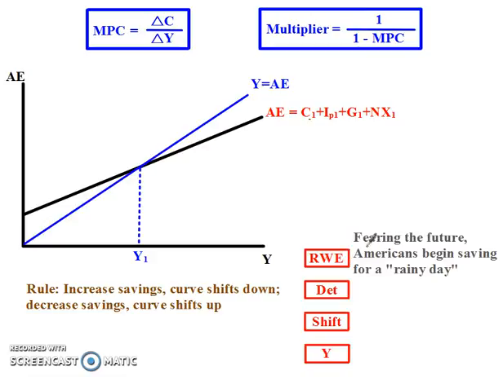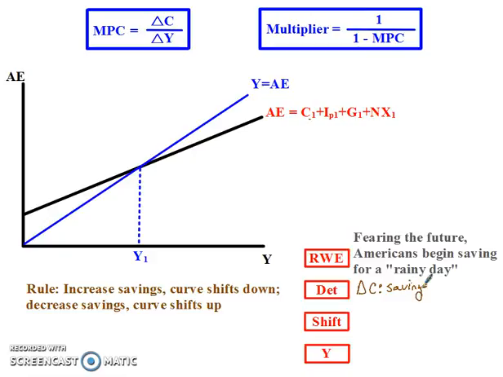And here we have our real-world event. Fearing the future, Americans begin saving for a rainy day. So if Americans begin saving for a rainy day, then my determinant is going to be a change in consumption savings. So people are going to begin saving more.